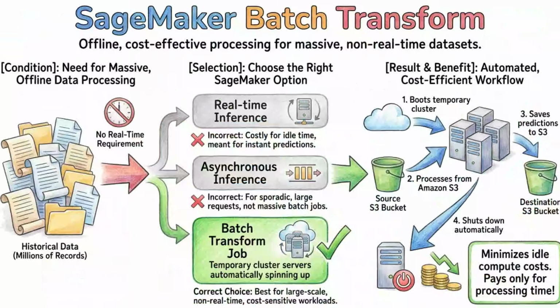Instead of keeping a costly server running 24 hours a day, a batch transform job automatically boots up a temporary cluster of servers, processes all the files stored in an Amazon S3 bucket, saves the final predictions back to S3, and immediately shuts down. The exam heavily tests your ability to choose batch transform whenever a prompt mentions large, non-real-time datasets and a strict need to minimize idle compute costs.